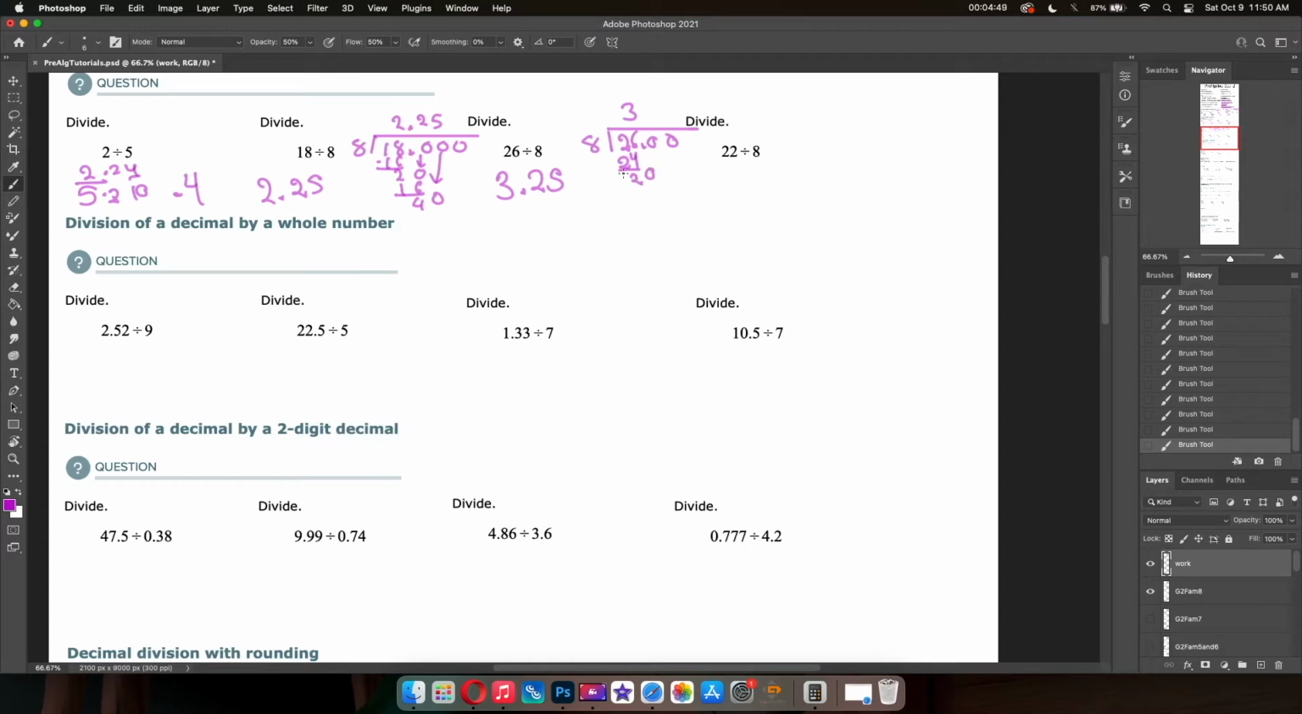Subtract, we have a 20. 8 goes into 20. How many times? Twice, because it gets you 16. 16 minus 20 is 40, which goes in 4 times. Yep, 3.25.